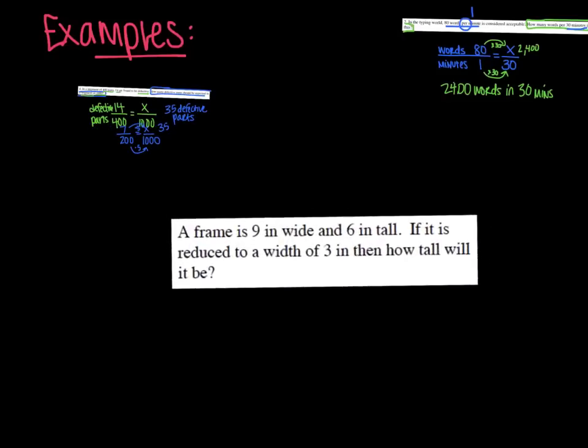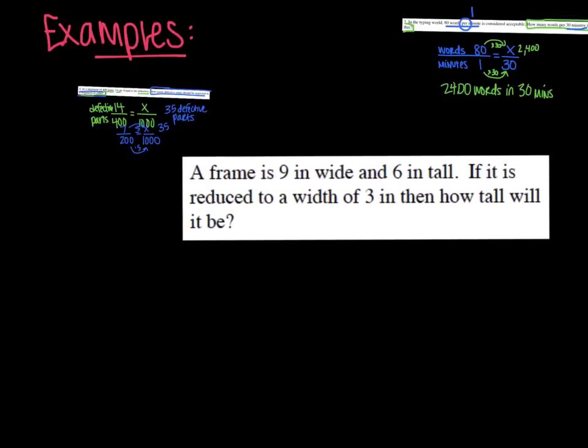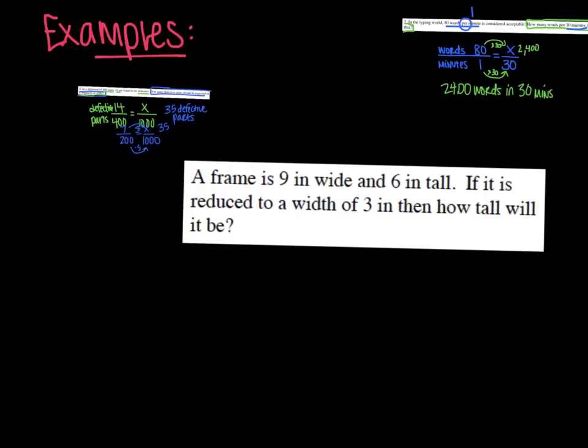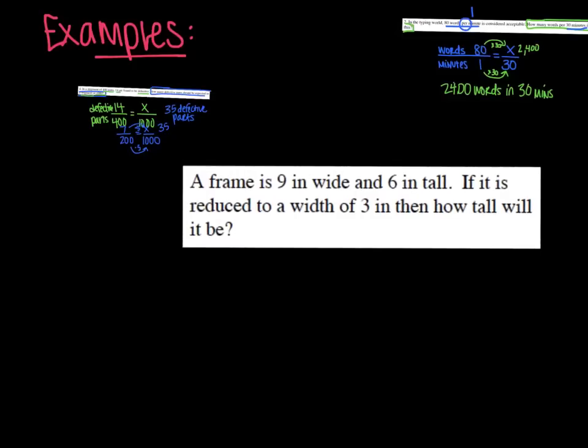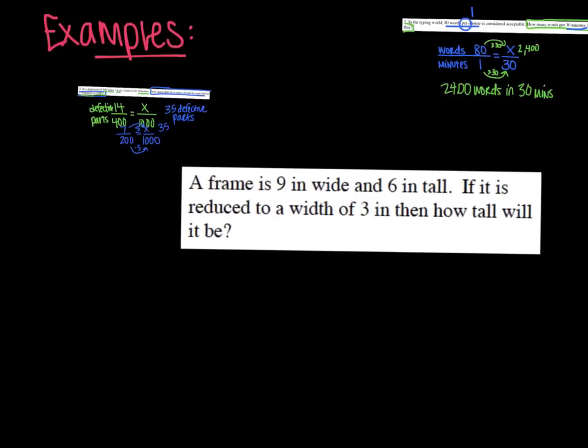Alright, last example here. A frame is 9 inches wide and 6 inches tall. If it is reduced to a width of 3 inches, then how tall will it be? Read the question, box the question, and really it's not the whole sentence here, it's how tall will it be? That's the question. And then underlining important words. 9 inches wide, 6 inches tall. Width of 3, which is talking about how wide it is.